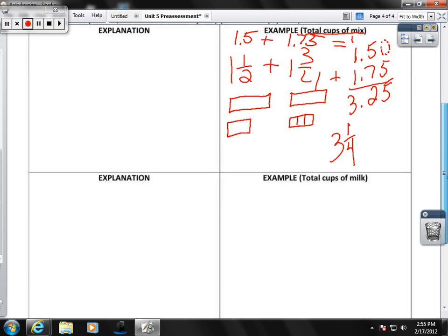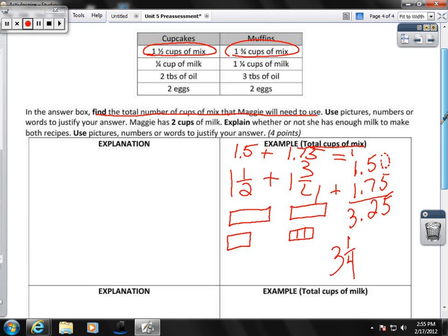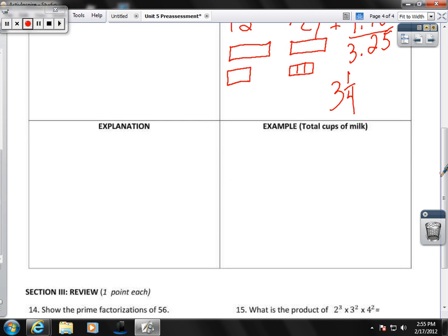Well done. All right, now we want to get to our cups of milk. Cups of milk, we have 1/4 of a cup and 1 1/4. So again, I'm going to use Mr. Citro's idea. I like that. 1/4 of a cup plus 1 1/4 of a cup. Let's make them into decimals. 1/4 is 25 hundredths plus 1 and 25 hundredths.